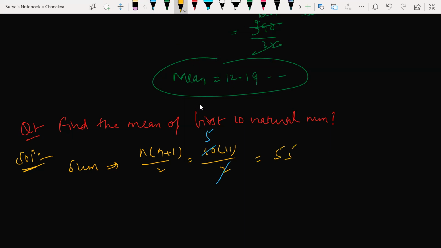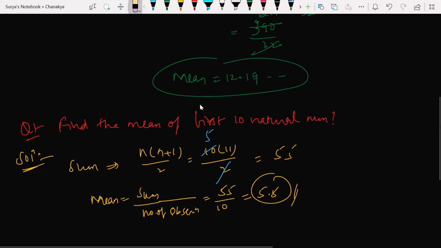55. Then what do we need here? Mean. Mean is equal to what? How did you calculate? Did you add all that? No, you can't do that. See, this is the wisest method. This is a brilliant method you can solve.